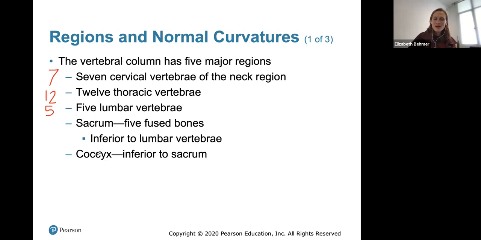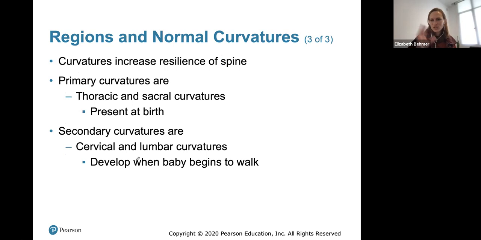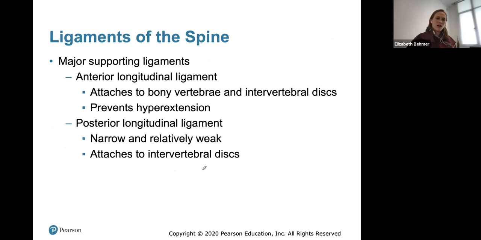The sacrum and coccyx are all fused together, but they're fused from 5 bones in the sacrum. The coccyx is just inferior to that. The curvatures of the spine, we have cervical and thoracic and lumbar and sacral curvatures, which you saw on that previous slide. The curvatures increase resilience of the spine. Primary curvatures are present at birth, and then secondary curvatures develop when your baby begins to walk as it's trying to support the upper limbs on the vertebral column.